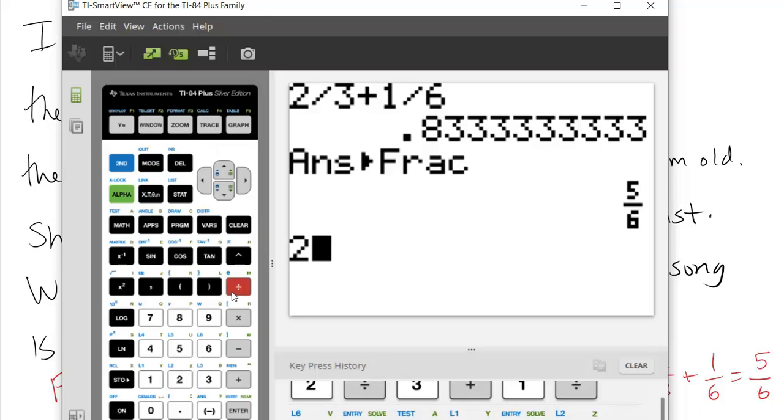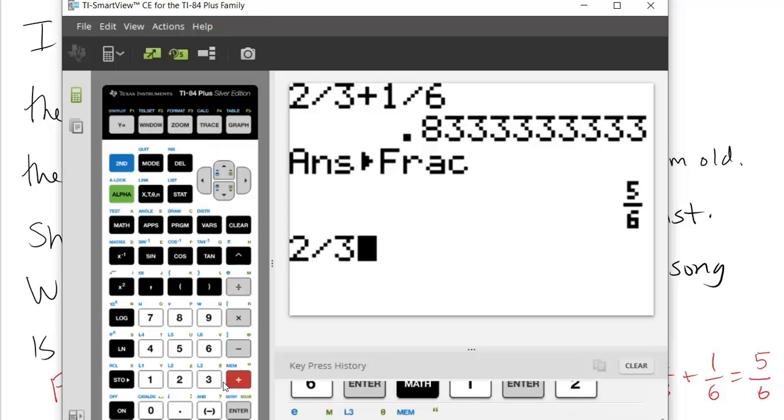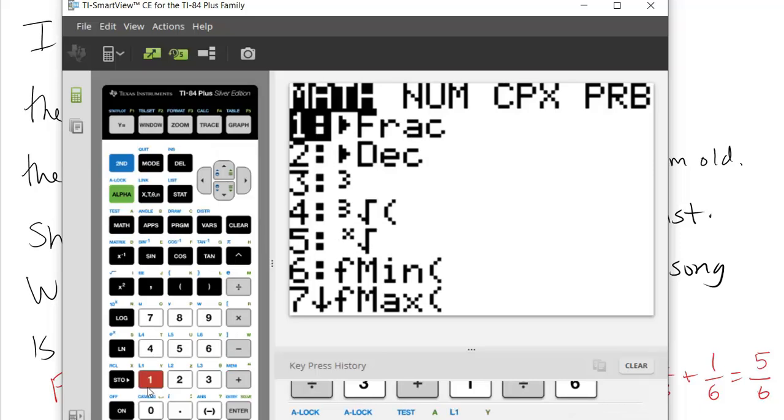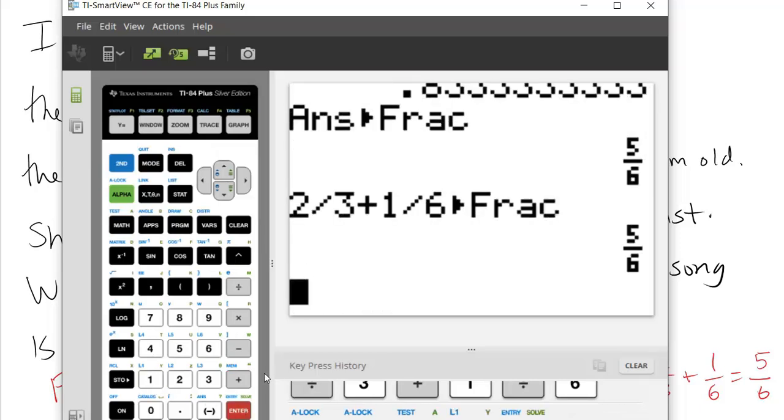Alternatively, you could stack that fraction command and it will give you the fraction without showing you the decimal at all. So if you just want to double check your fraction arithmetic, or if you feel really uneasy about it, go ahead and use this calculator command. That way you'll feel a little more comfortable.